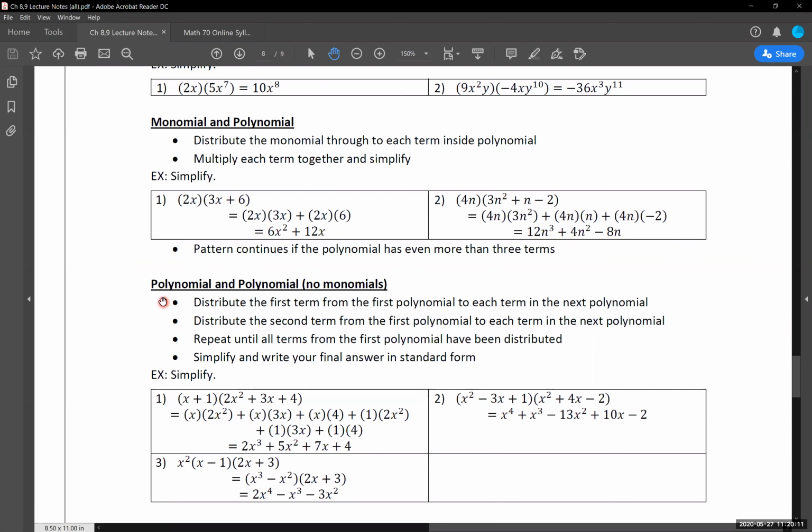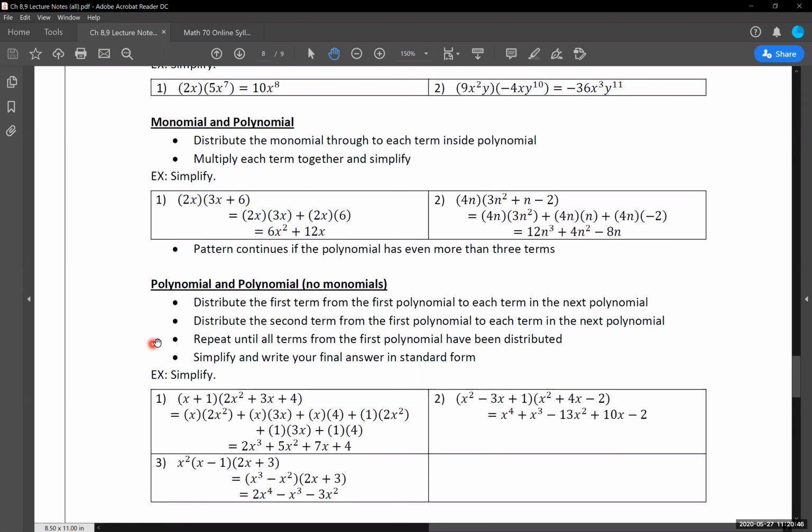Distribute the first term from the first polynomial to each term in the next polynomial. So we're essentially going to have to do this in parts. When we distribute that first term through, we're doing it the exact same way we just did with the monomial times a polynomial. We'll be very systematically putting each of those parts through. Once we've done that, distribute the second term from the first polynomial to each term in the next polynomial. So you move on to the next one, distribute all of that through.